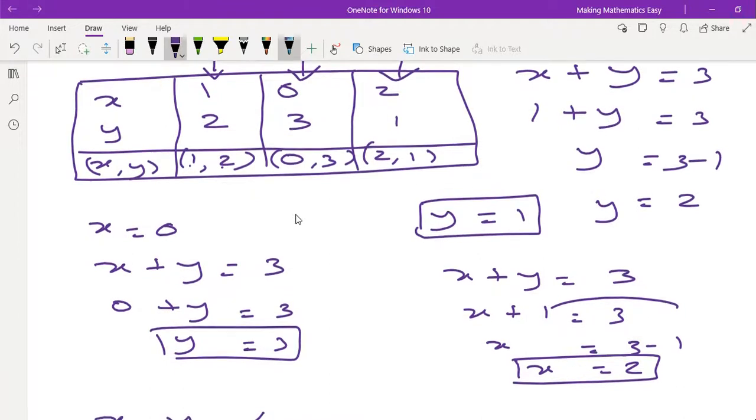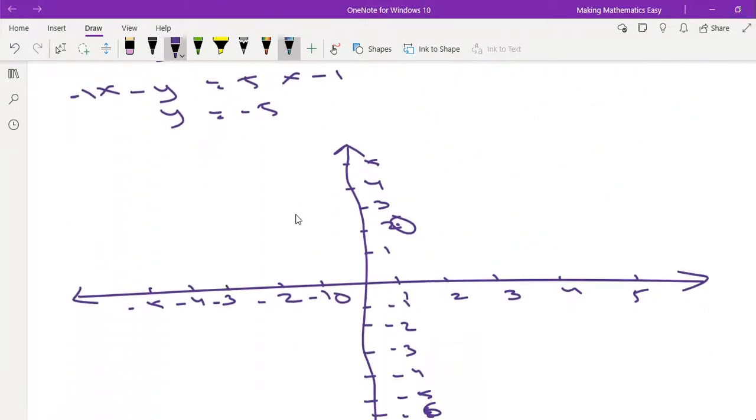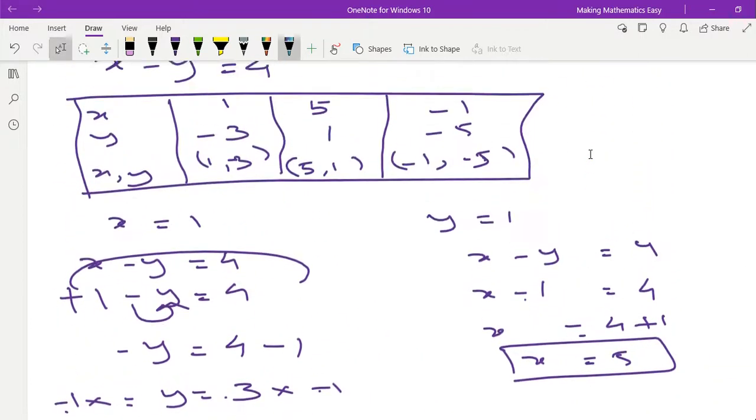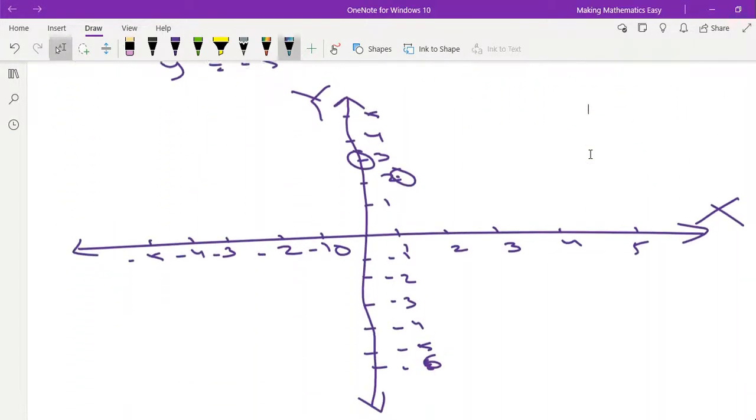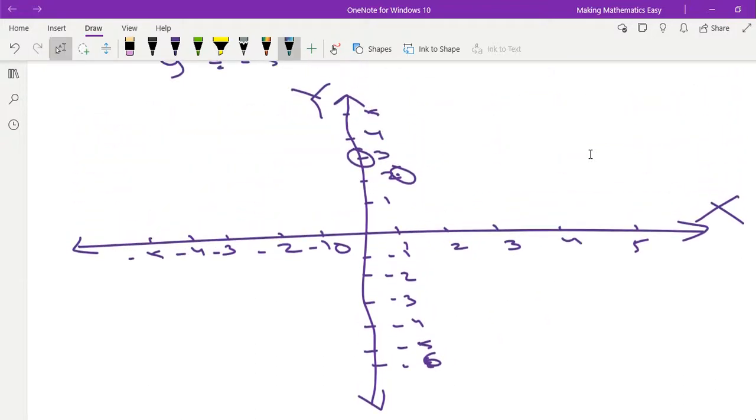Next is 0 comma 3. So 0 on the x axis it has to be 0. This is your x axis, this is your y axis. 0 comma 3 means on the x axis it has to be 0 and on the y axis it has to be positive 3, so this is your 0 comma 3. Now let's see our third coordinate, which is 2 comma 1. So your 2 comma 1 will come over here.